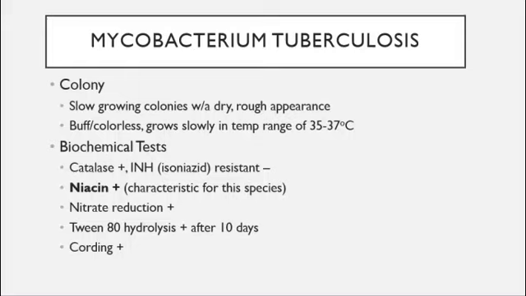For Mycobacterium tuberculosis, the colony is slow-growing colonies with a dry, rough appearance. The color is anywhere from buff-colored to colorless, and it grows slowly at temperatures in the range of 35 to 37 degrees Celsius. Biochemical test, the catalase is going to be positive. The antibiotic test for INH is going to be resistant.